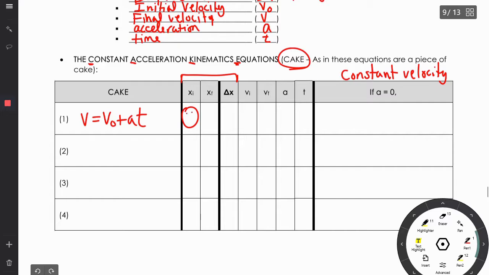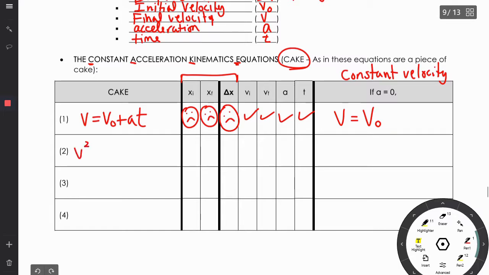In this equation, you can see we do not have xi or xf, which means we do not have displacement, but we have the other 4. And if I plug in a equal to 0, this just reiterates the idea that constant velocity means that it doesn't change.